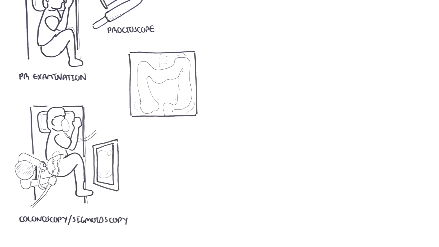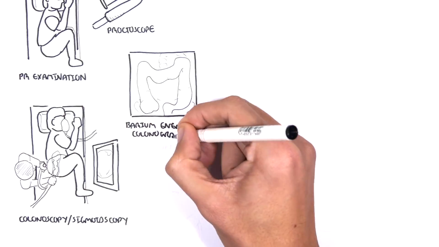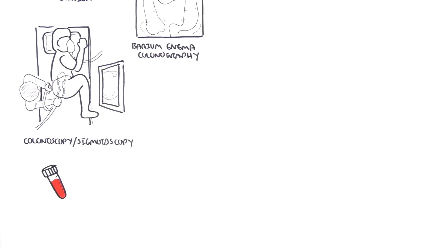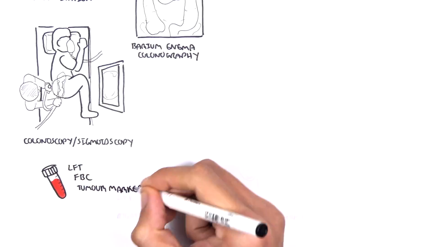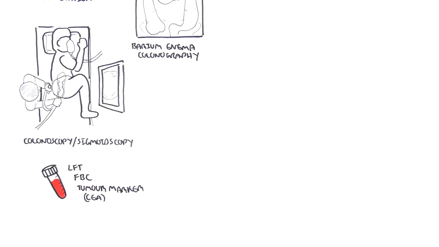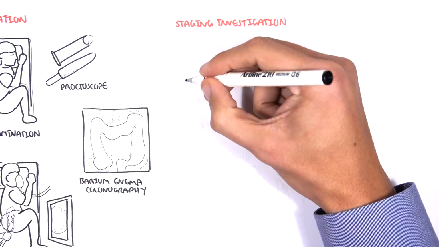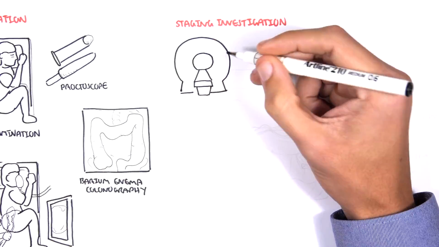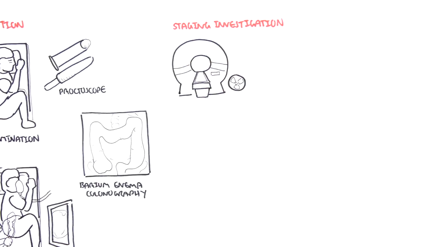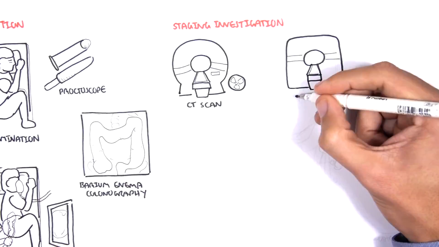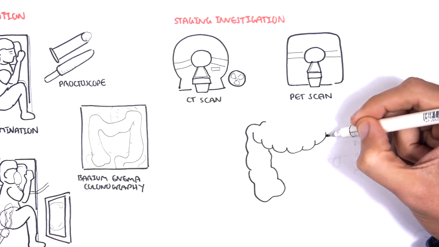Barium or MR colonography can also be performed. Finally, you have blood investigations, which include LFT, FBC, and the tumor marker for colon cancer, CEA. Once and if the cancer is diagnosed, it is important to stage the cancer. Staging investigations used include biopsies, CT scans, and PET scans.